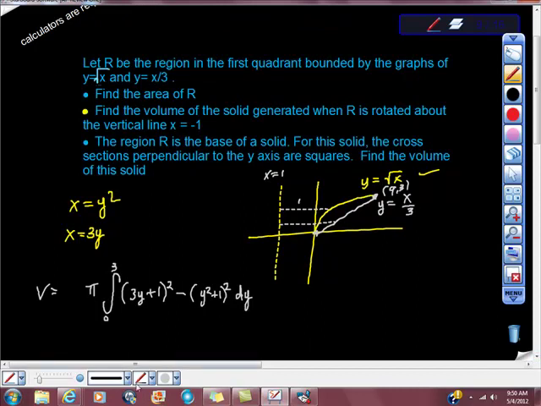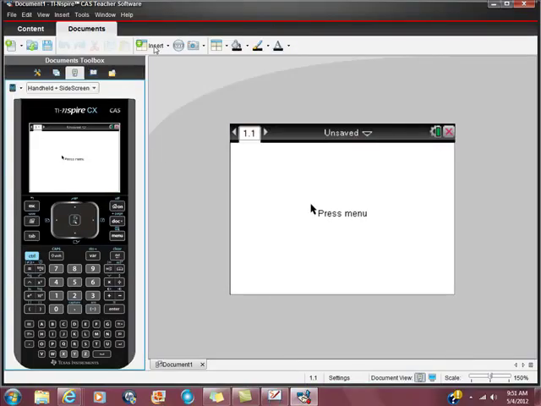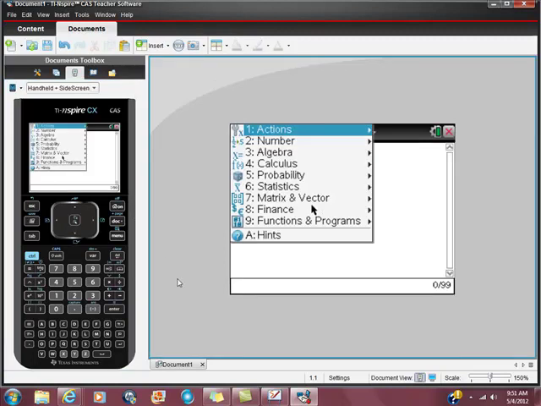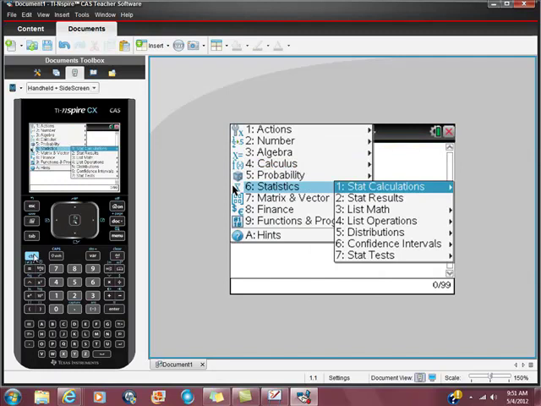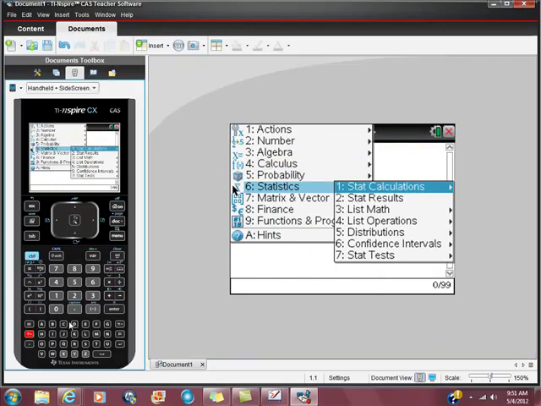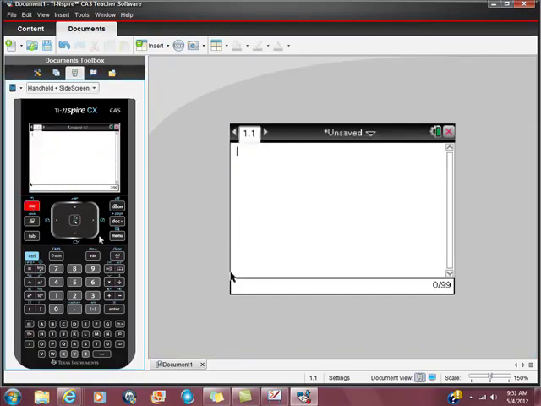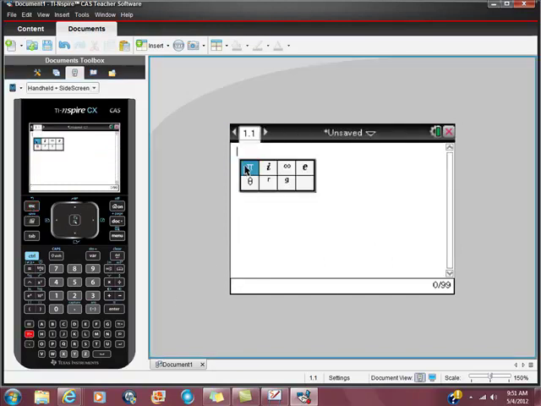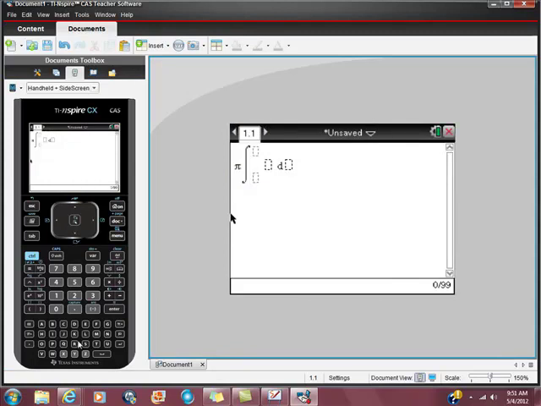And let's see what happens if we do use a calculator. So here's our calculator. We have to start it this way. So pi, right? I'm just copying what I had. Then here I want to go to menu, calculus, integral, right? And we said we wanted it from 0 to 3.